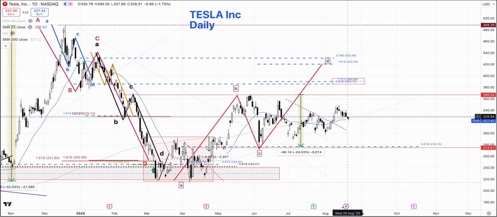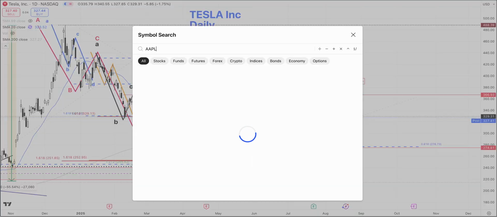It's a pretty boring price action. Just keep on grinding, range bound. But the thing is that the stock hasn't really broken too much, given the kind of news it has gone through. Now let's take a look at Apple.